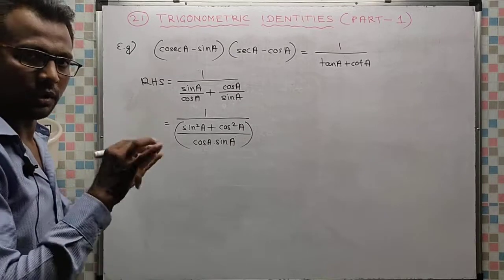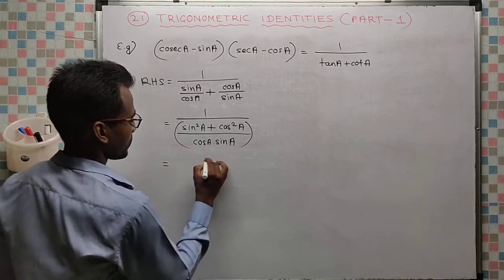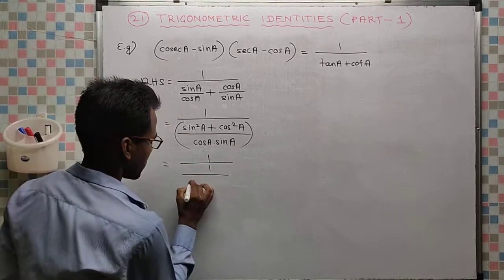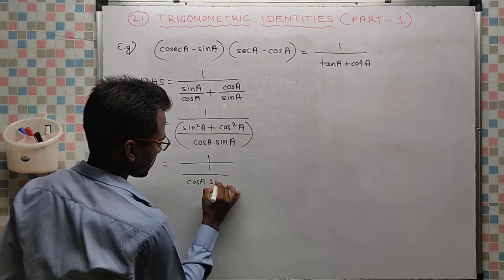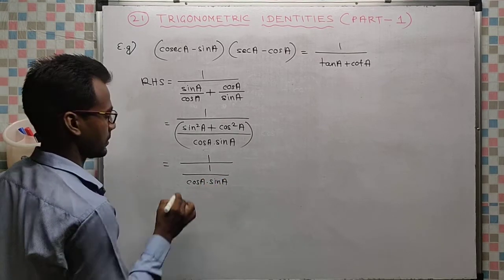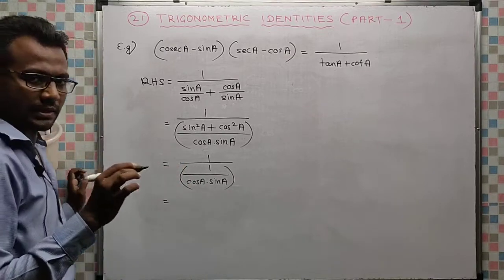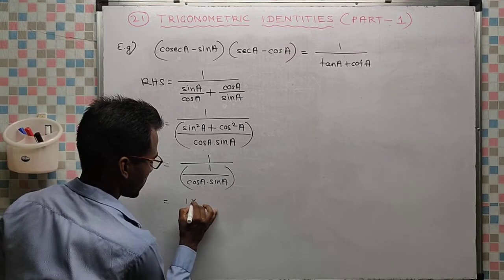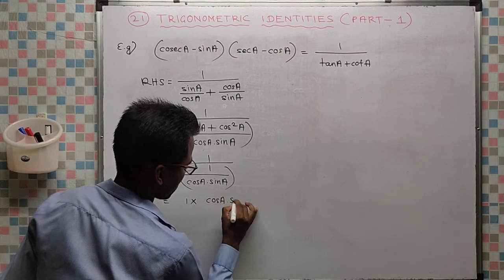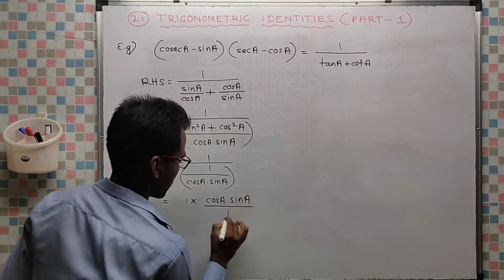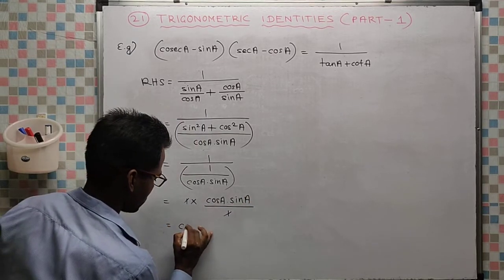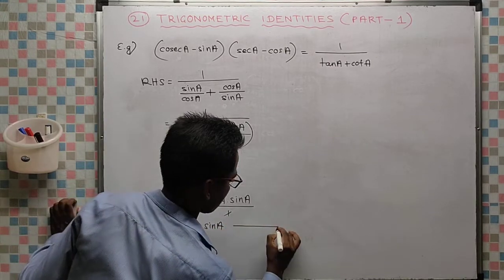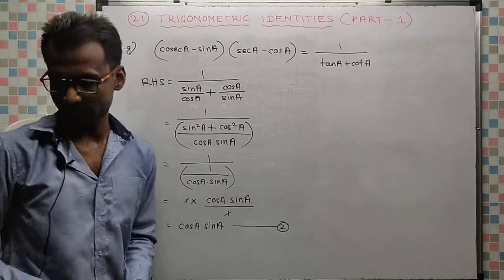These two are together, remember this. These two are together from the beginning. So 1 by 1, this is 1, sin square plus cos square is 1, by cos A into sin A together. A by B by C, B and C are together, then that can be written as A into C by B. So 1 into cos A into sin A by 1, which is cos A into sin A. Let it be equation 2.